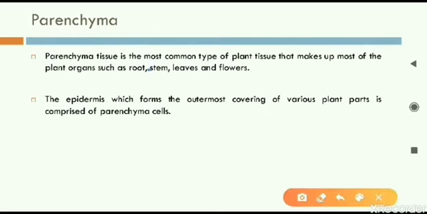Parenchyma is generally the most common plant tissue, and all over the plant body it is the one which is available in the maximum quantities. It is spread all over the plant body, where we can find it almost everywhere. You can find it in root, stem, leaves, flowers, almost everywhere parenchyma may be present. How may it be present?